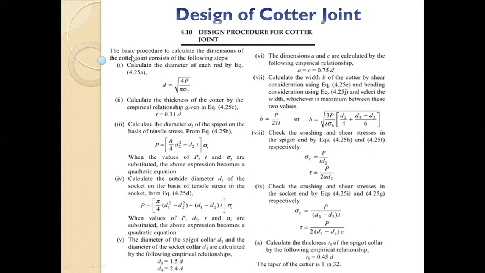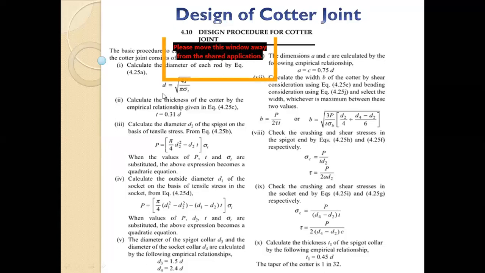Now, first step: we know P and we know sigma T, so by using the tensile failure of the rod we can use diameter d equal to root of 4P upon pi sigma T. Here we know P, the allowable load on the quarter, and sigma T, the allowable stress. Using that we will find the diameter of the rod. Now we have the diameter of the rod with us.